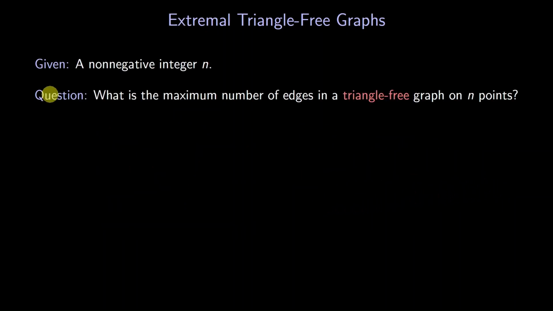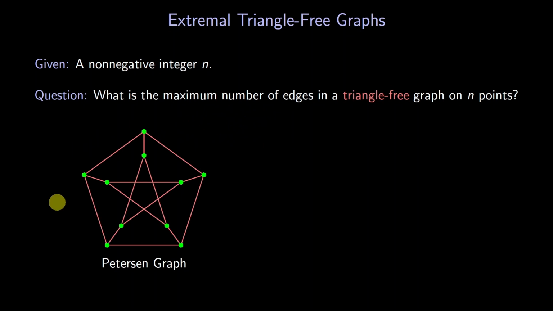Suppose we have a triangle-free graph on n points. What's the most number of edges we can have? As an example, suppose we have 10 points. The Petersen graph has 15 edges on 10 points. Is there a triangle-free graph on 10 points with more edges? Yes, as we'll see next.